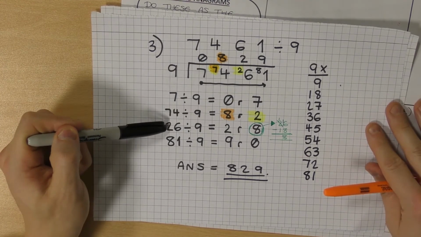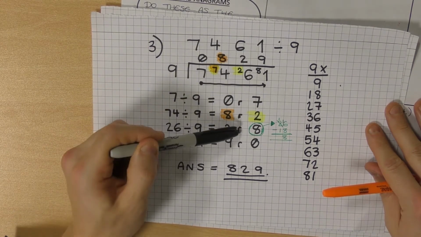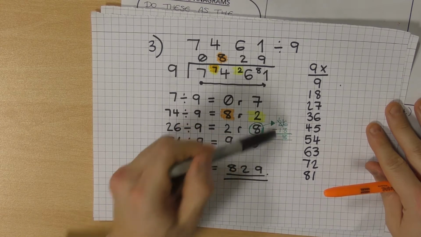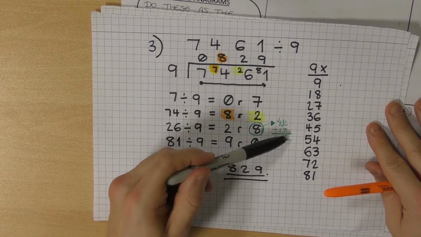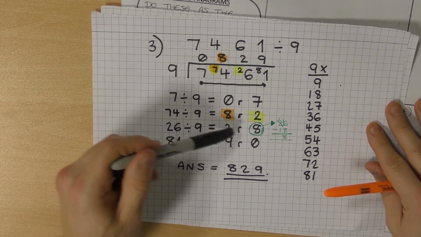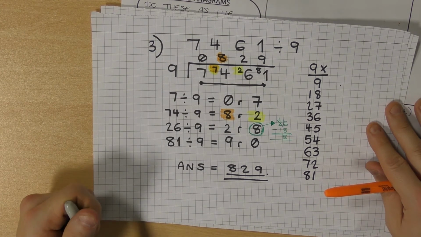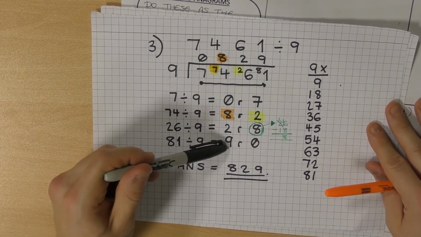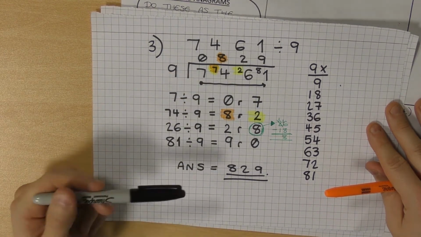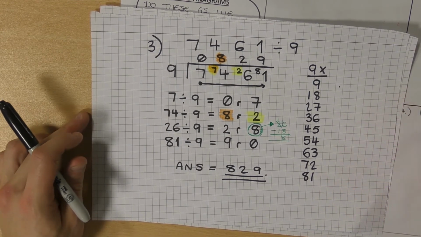Next, 26 divided by 9. 26 divided by 9 is 2 remainder 8. 9 times 2 is 18, and therefore if I take 18 away from 26, I get my next remainder, which was 8. The 2 goes above the 26, the 8 goes into the next column. 81 divided by 9 is 9 remainder 0, hence 9 there. The remainder has nowhere to go, and it's a 0 anyway, so it does not need to actually be put in the bus stop.